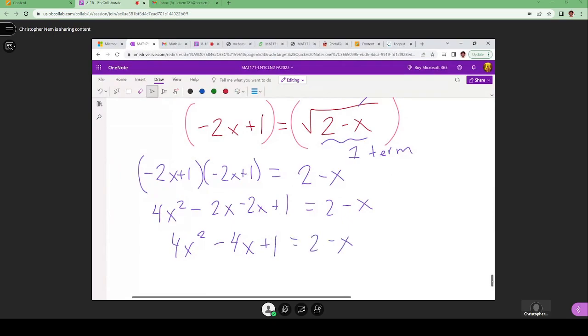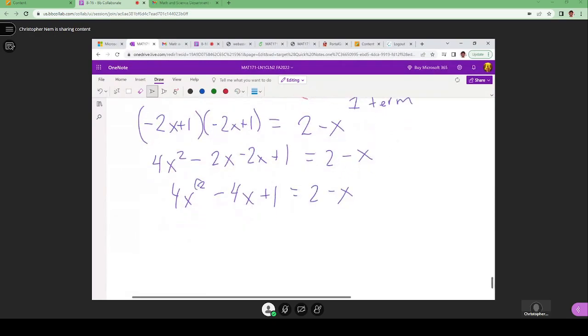Then move all the x's to one side. And this is a quadratic, so we want to have equals 0. So we're going to add x, and we're going to subtract 2. We don't want to solve for x yet, because it's very hard to solve a quadratic for x. We want to move everything. So if I do that, minus 2 plus x over here, I can combine like terms. I get 4x squared minus 3x minus 1 equals 0.